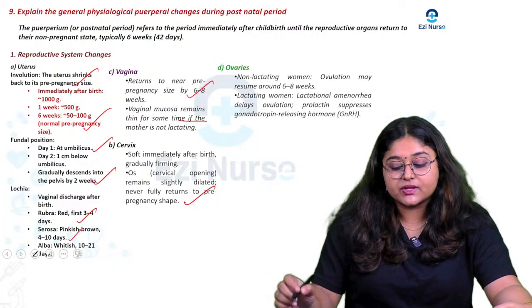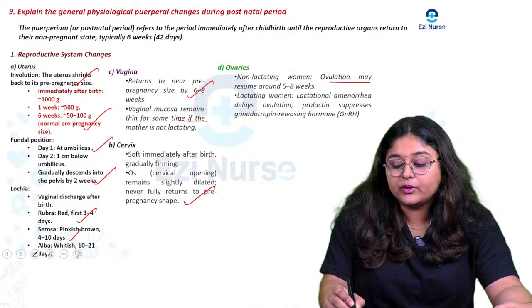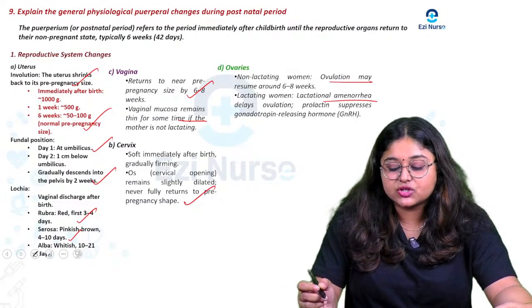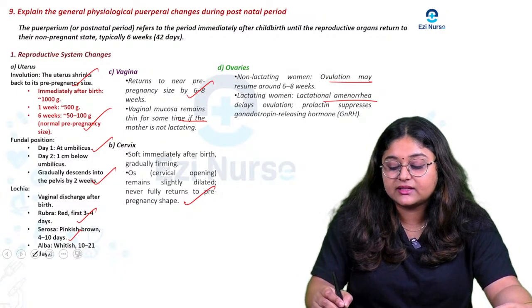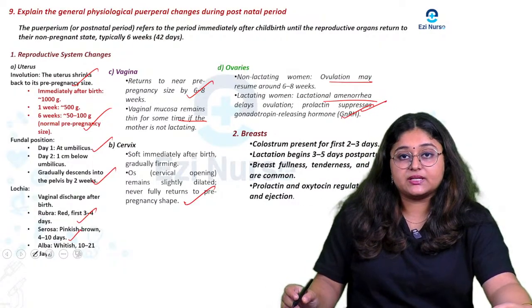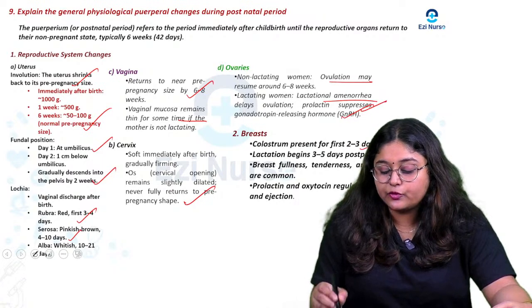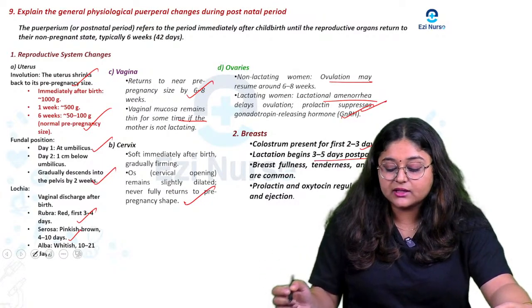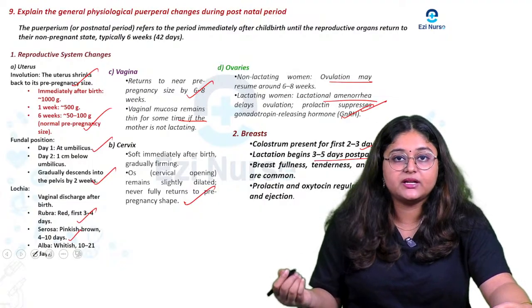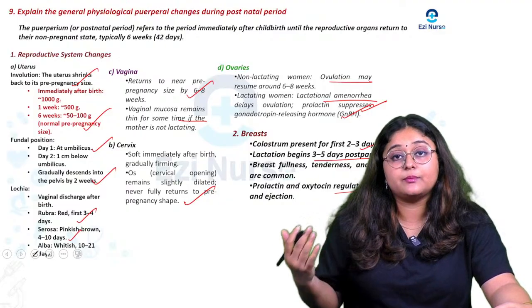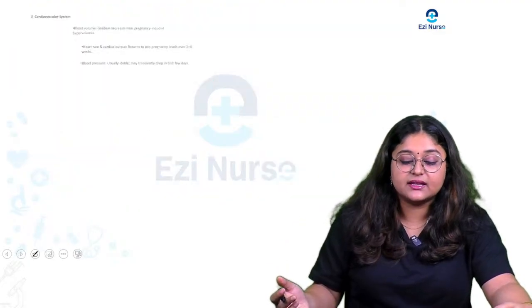Now come to the ovaries. In a non-lactating woman, ovulation may resume around 6 to 8 weeks, and in a lactating woman, lactational amenorrhea delays ovulation. Prolactin suppresses gonadotropin releasing hormone. Now come to the breast. Colostrum is present for the first 2 to 3 days. Lactation begins 3 to 5 days postpartum, and breast fullness, tenderness and engorgement are very common symptoms. Prolactin and oxytocin mainly regulate milk secretion and ejection.